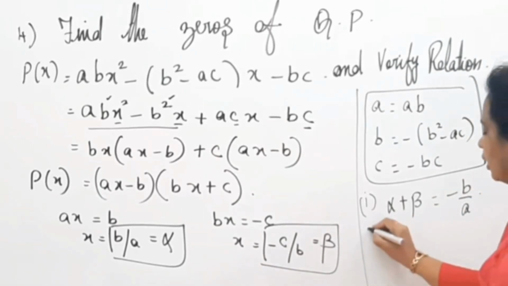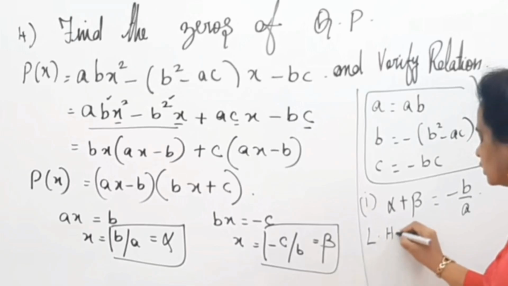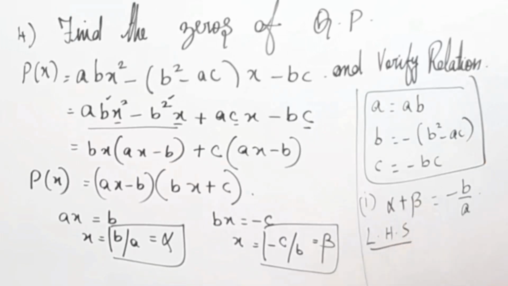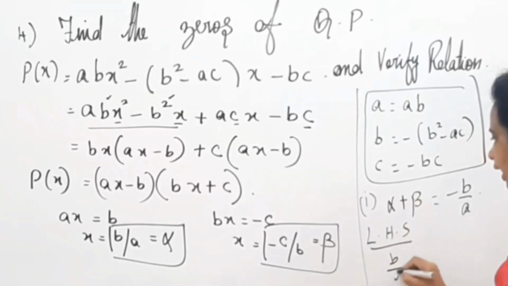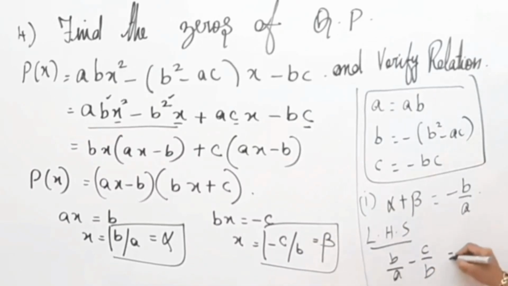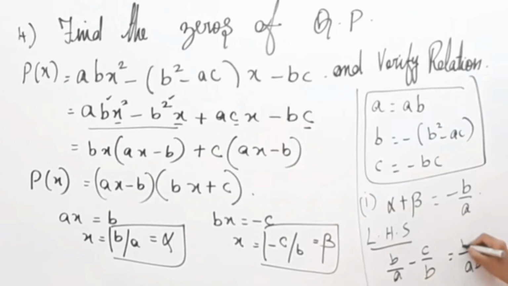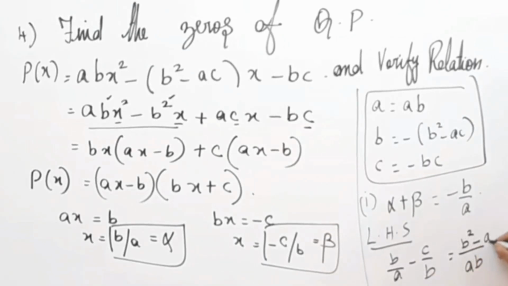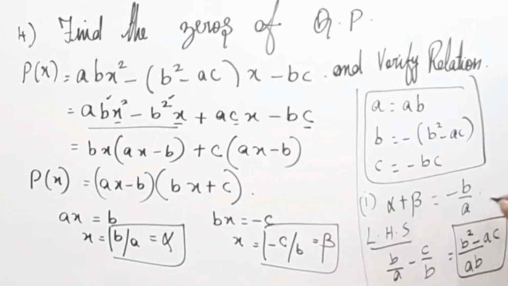So, let me have my LHS first. My alpha and beta are B by A minus C by B. Now, I have to take the LCM of this. My LCM is AB, so B square minus AC. This is my LHS, I got it.